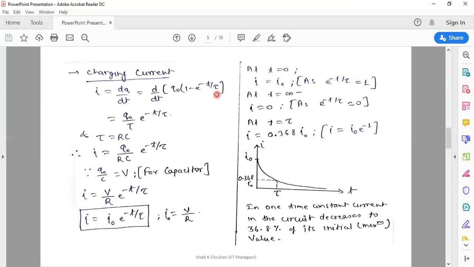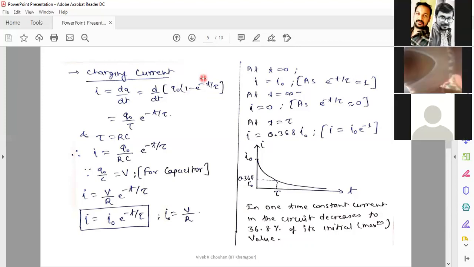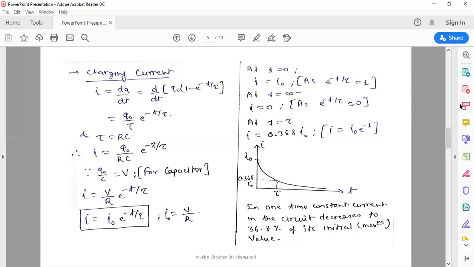Now when we take this q naught inside the bracket, what we will have here is q naught minus q naught e to the power minus t by tau.